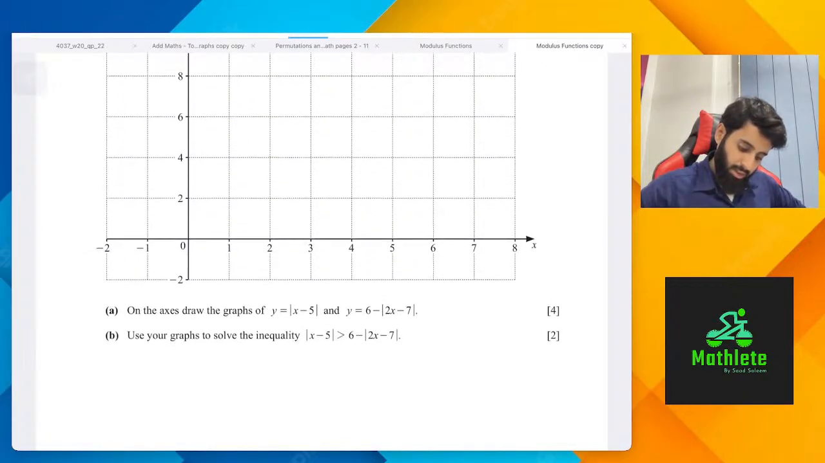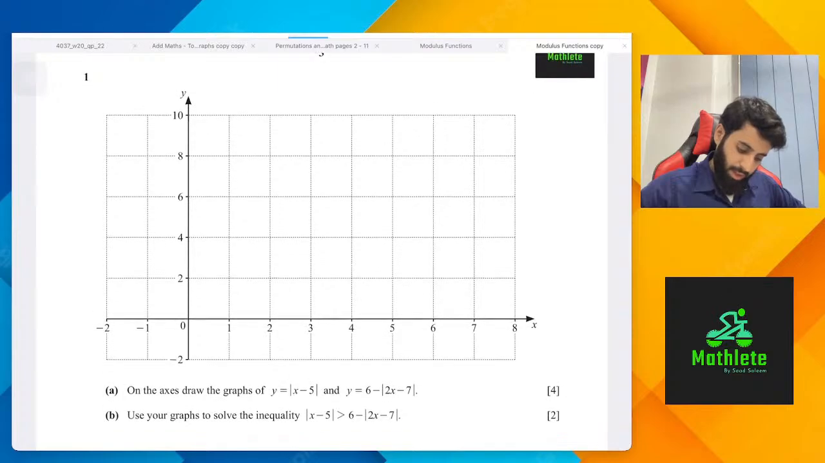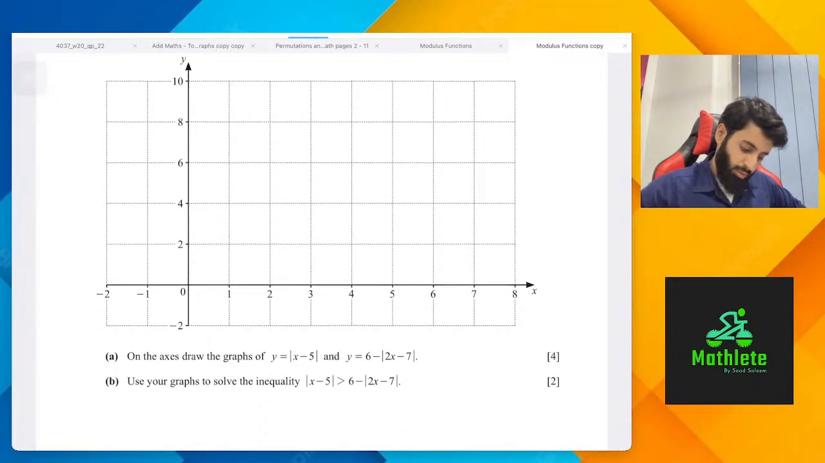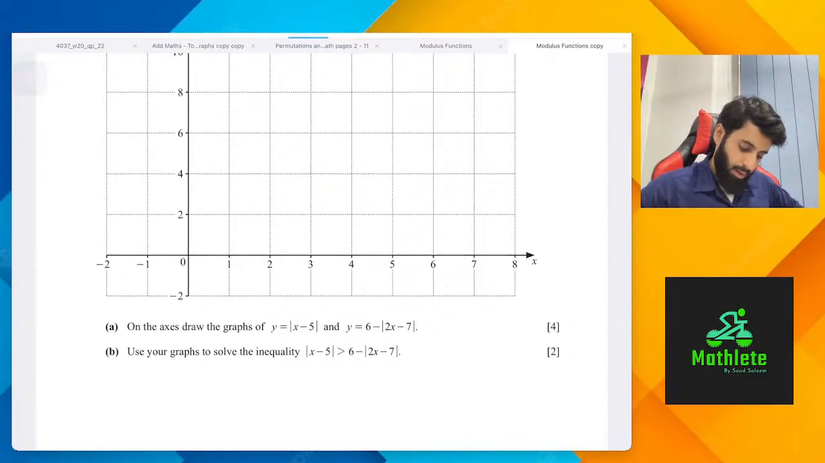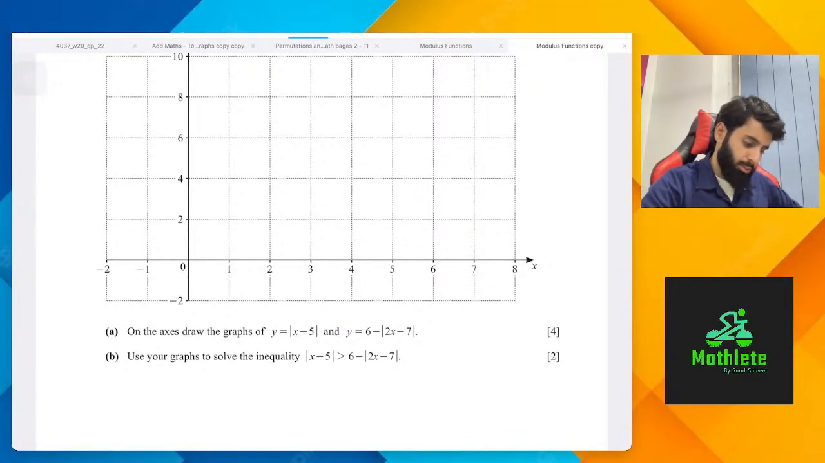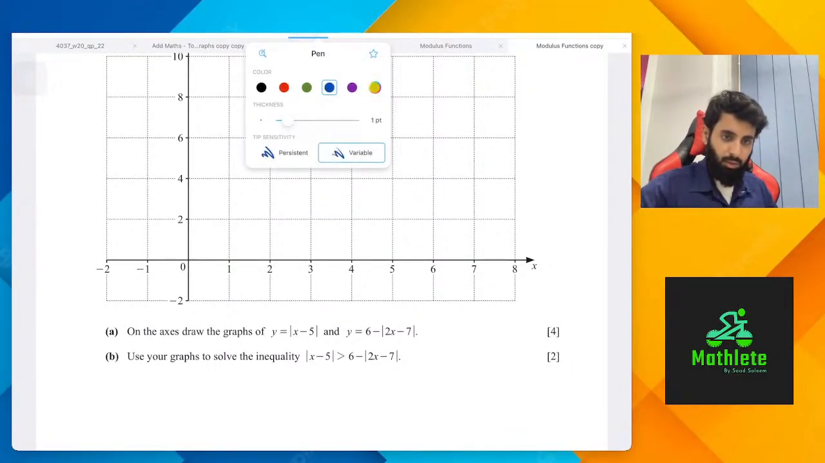Okay. So it says on the axes, draw the graphs of y equals the absolute value of x minus 5 and y equals 6 minus the absolute value of 2x minus 7. Okay. So how are we going to do that? Let's see. So x minus 5 shouldn't be that difficult. Okay, this is 4 marks.